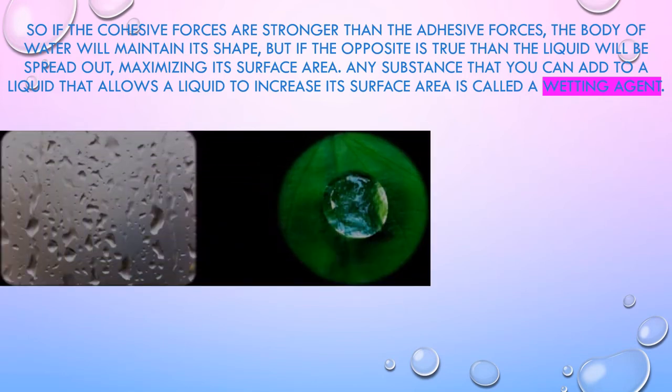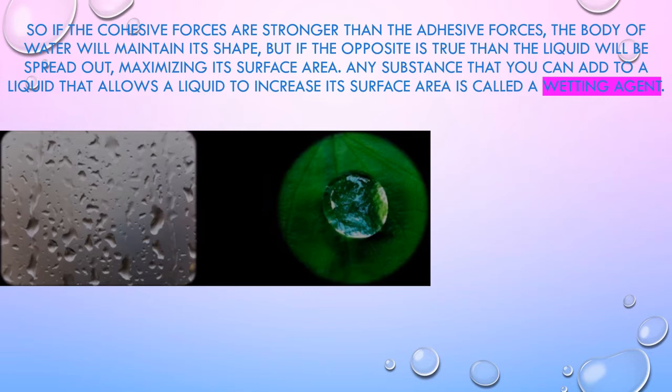As shown in the second diagram, a liquid drop on the surface of a leaf. In this case, the force of cohesion is more, that is the force of attraction between the liquid molecules is more. Because of that, the molecules have acquired the minimum surface area and maintained their spherical shape.